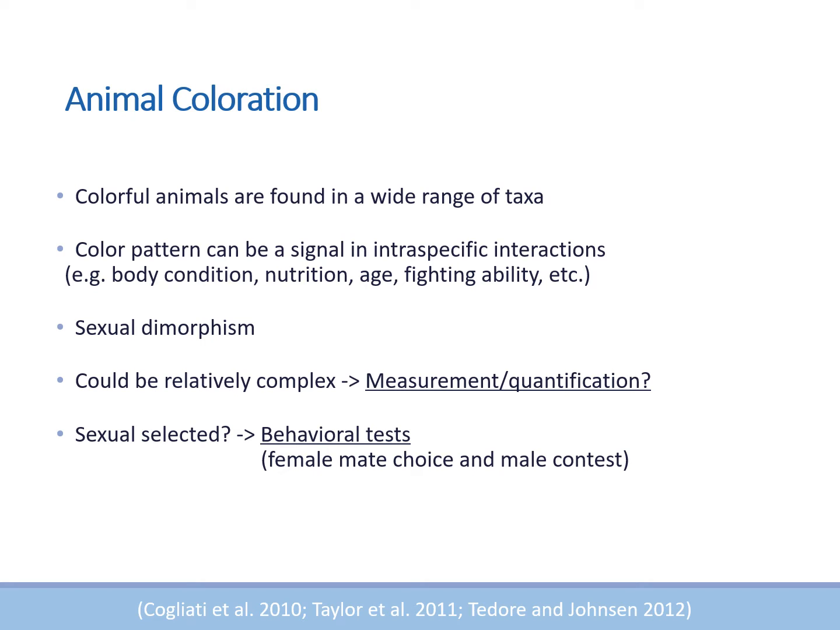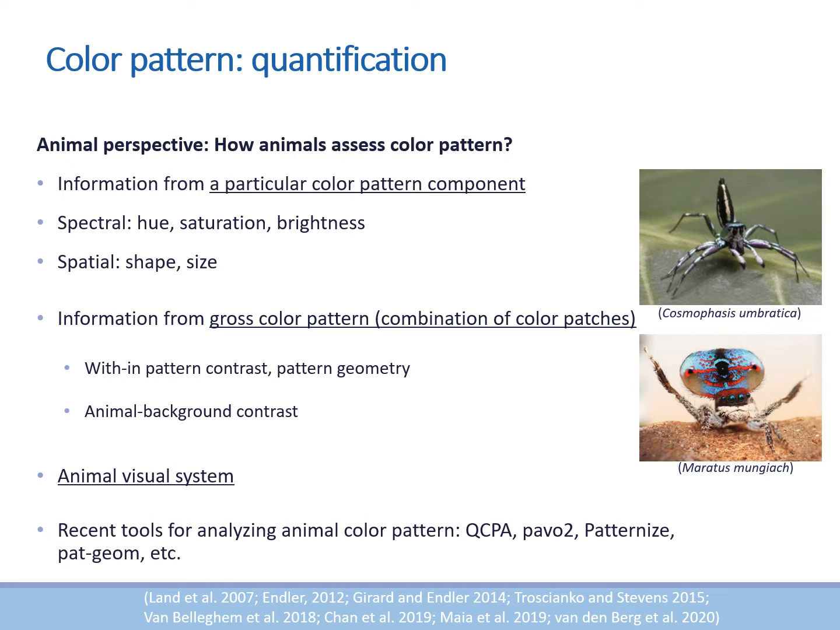So here we raise two questions. First, color pattern could be relatively complex, and how should we measure and quantify them? Second, the color pattern could be sexually selected, and we need evidence from behavior tests, such as female mate choice and male contest. For quantifying color pattern, at first we need to keep in mind that the quantification should occur from the animal perspective. That is, how animals assess color pattern, but not us human beings.